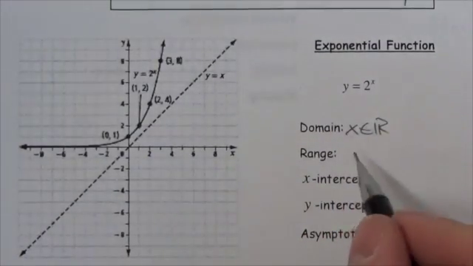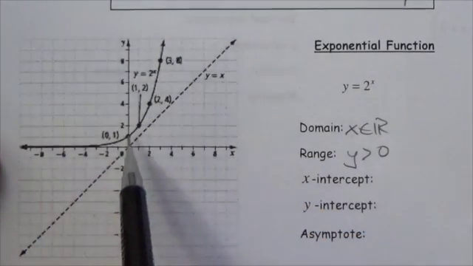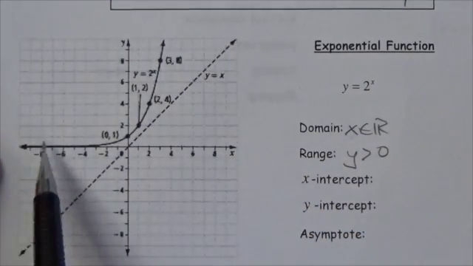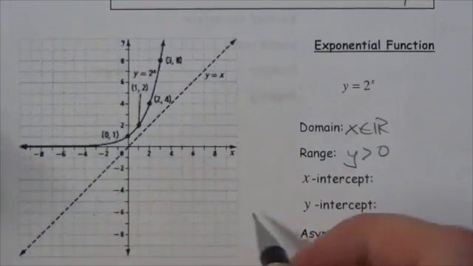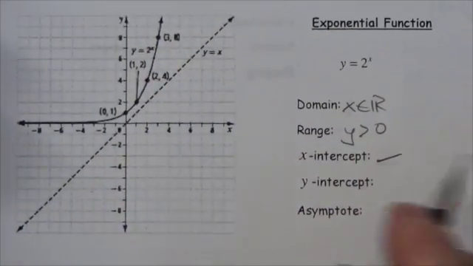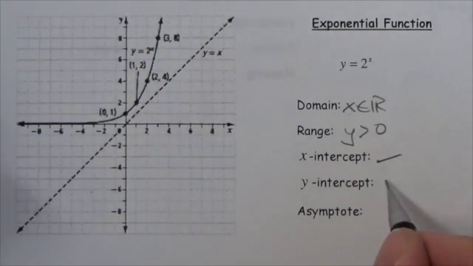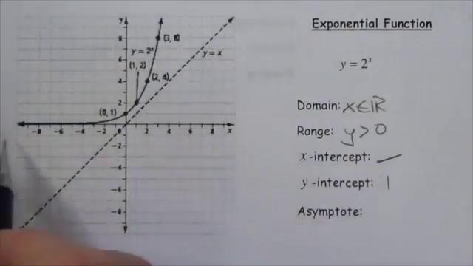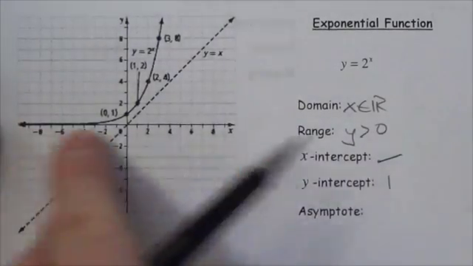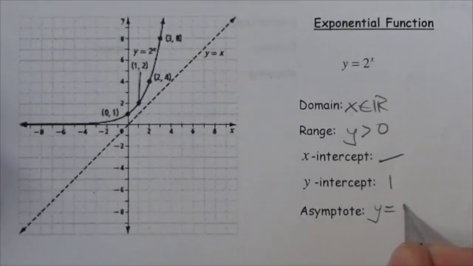Our range is going to be greater than 0. This graph, as you go further and further to the left, is going to approach the x-axis, but it'll never touch it. As such, there are no x-intercepts. Our y-intercept, if you make x equal to 0, is going to be 1. And as we've said before, the x-axis, this horizontal line, is our asymptote, and that occurs where y is equal to 0.